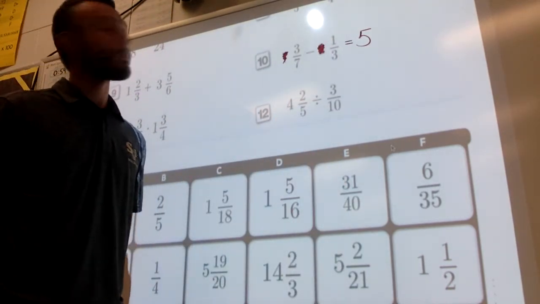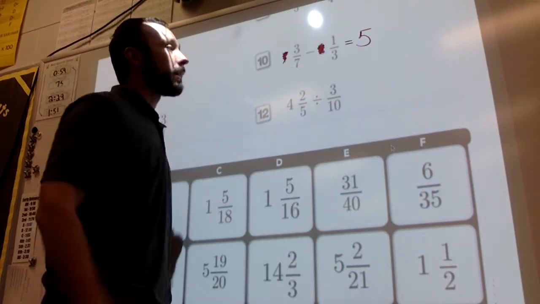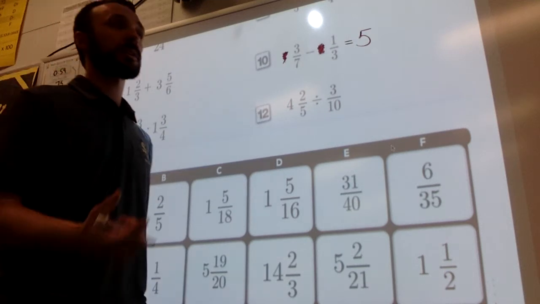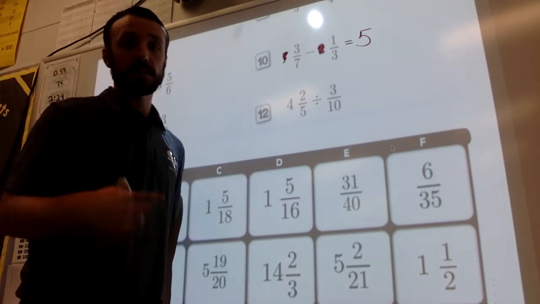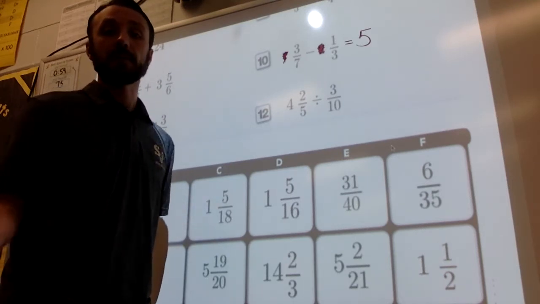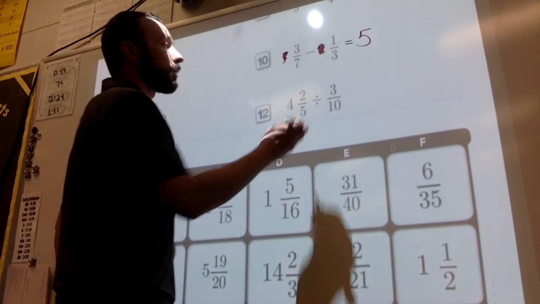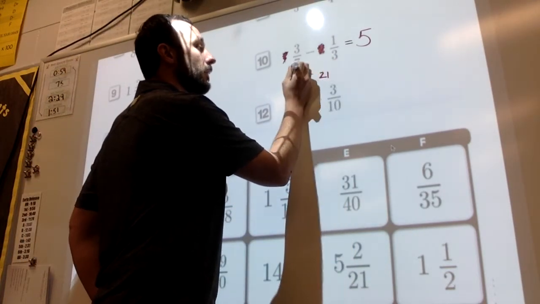I have to find a common denominator of 7 and 3. I always say I count by the largest denominator until I find a number that the smaller denominator can also go into. So can 3 go into 7? No. So then I count by 7s. Can 3 go into 14? Can 3 go into 21? Yeah. So that's my common denominator. So I'm going to rewrite this as 21 minus 21.